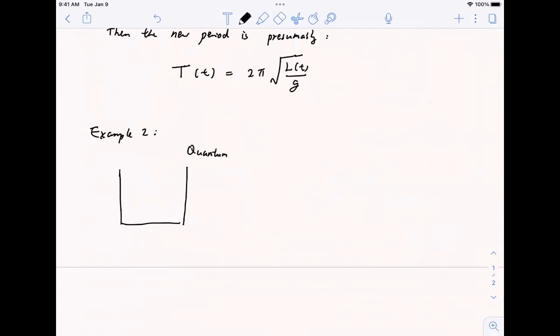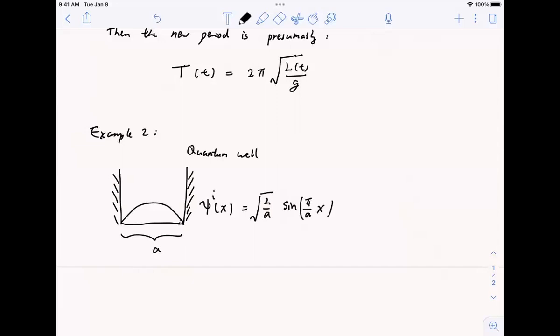So there's a ground state here. The initial wave function, let's say this length is a. So this is a quantum well, and this is the wave function: square root of 2 over a times sine of pi over a x. That is the wave function of this ground state.